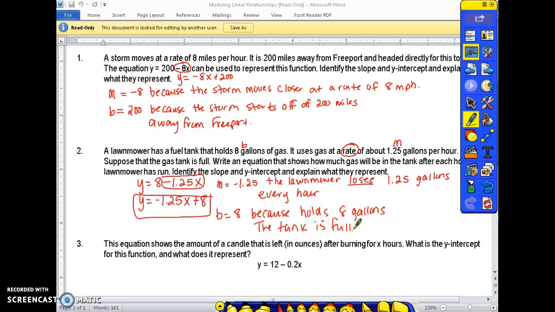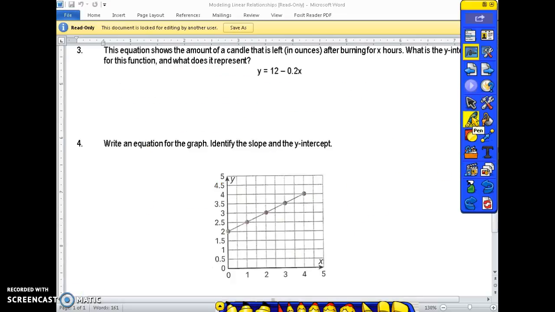Let's look at number 3. This equation shows the amount of candle that is left in ounces after burning for x hours. What is the y-intercept of this function, and what does it represent? Slope-intercept form is y equals mx plus b. So y equals negative 2/10 x plus 12. Your y-intercept is b, or the number, the constant that does not have a variable.